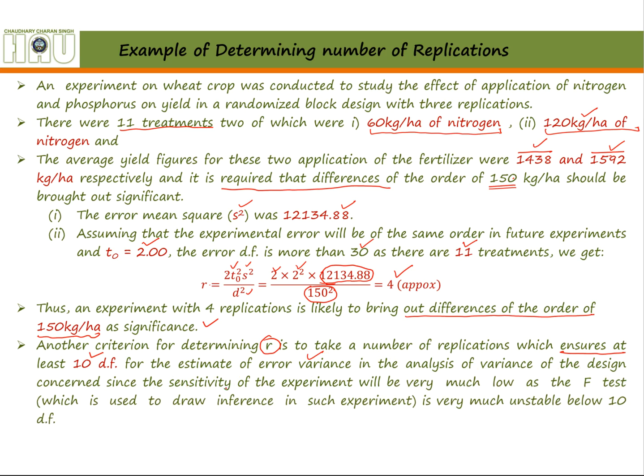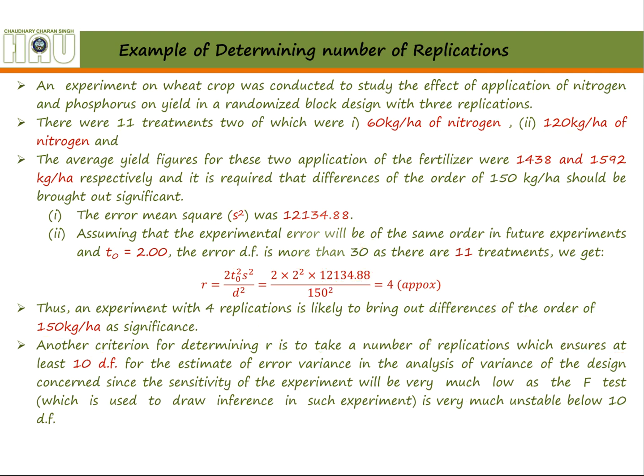Of the design concern, since the sensitivity of the experiment will be very much low, as the F test, which is used to draw inferences in such experiments, is very much unstable below 10 degrees of freedom. So your F test is less stable for degrees of freedom which are less than 10. So in order to get at least 10 degrees of freedom for error, the R can be decided.